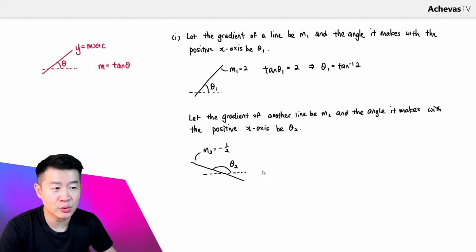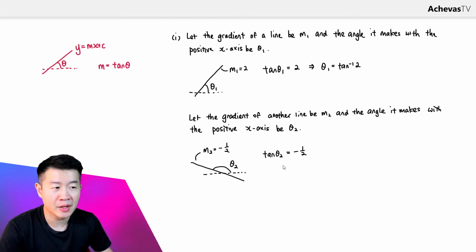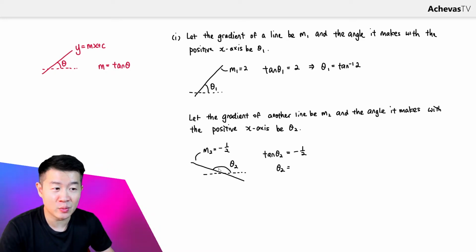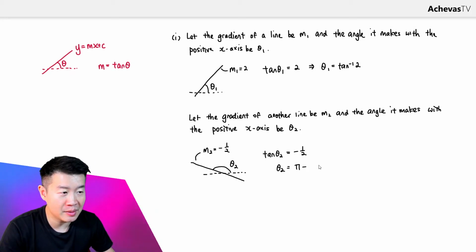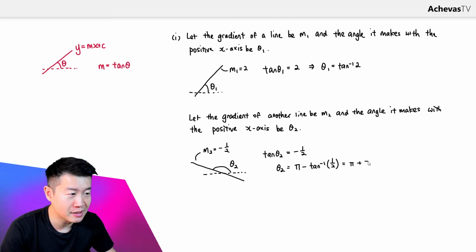This is theta 2. So tangent of theta 2 is equal to minus half, which means that for theta 2, since tangent of an angle is minus half and we are working on an angle that is in the second quadrant, this must be pi minus the basic angle, which is tangent inverse of positive half. And we can also rewrite this as pi, this negative, I can bring it into the tangent inverse, so it will become plus tangent inverse of minus half.